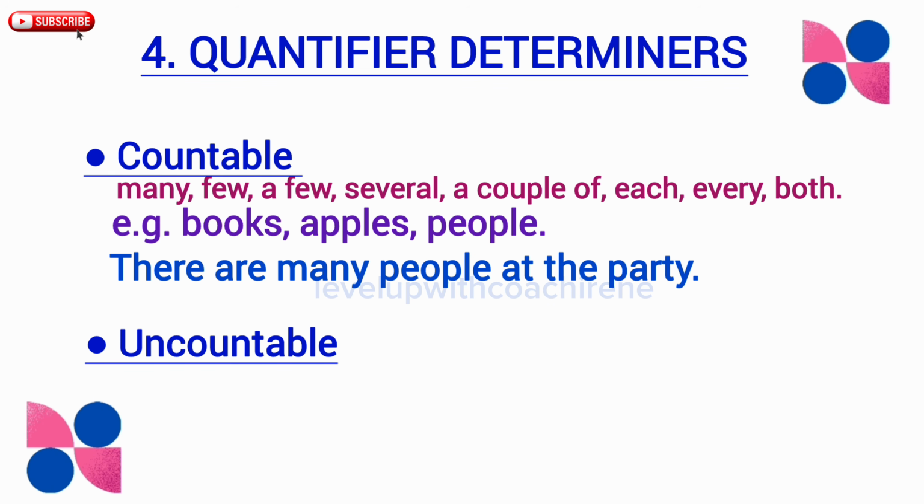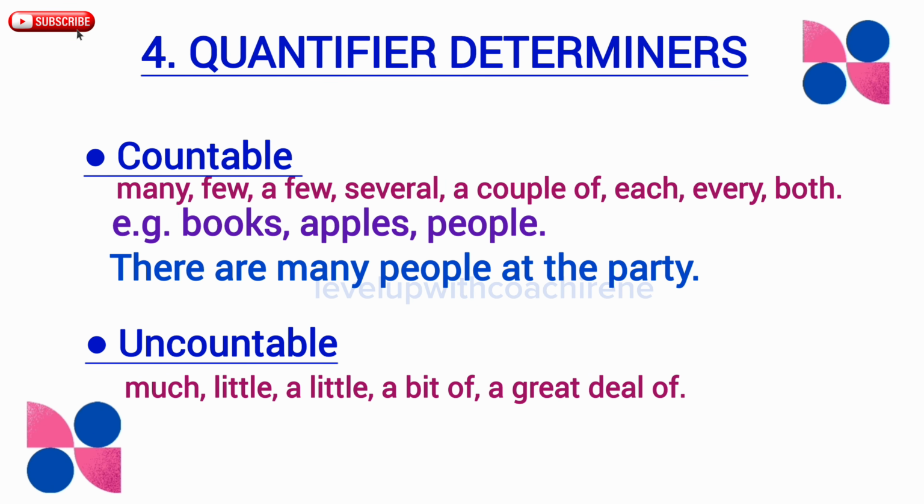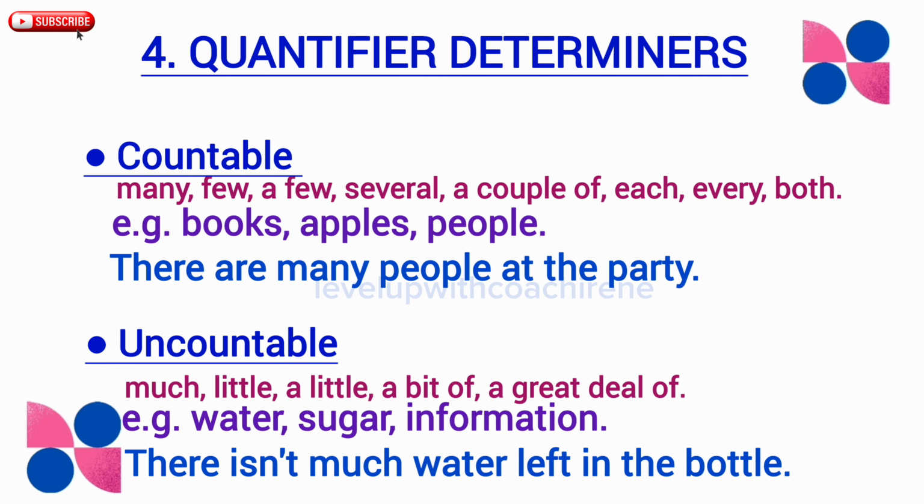We also have uncountable quantifiers. They include much, little, a bit of, a great deal of. They are used for nouns that cannot be counted individually. For example, water, sugar, information. Example sentence: there isn't much water left in the bottle.